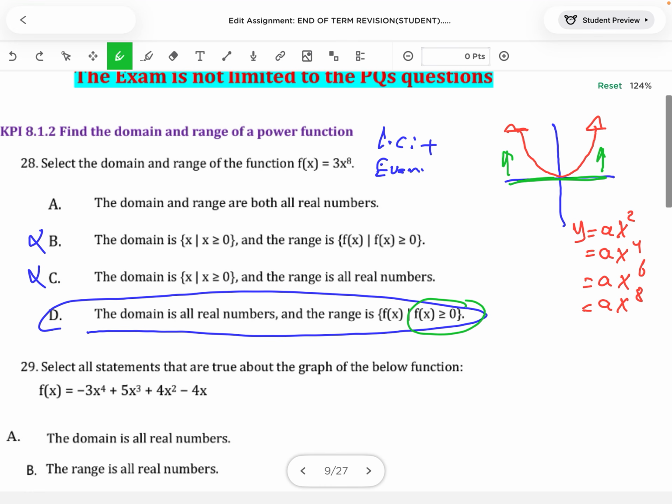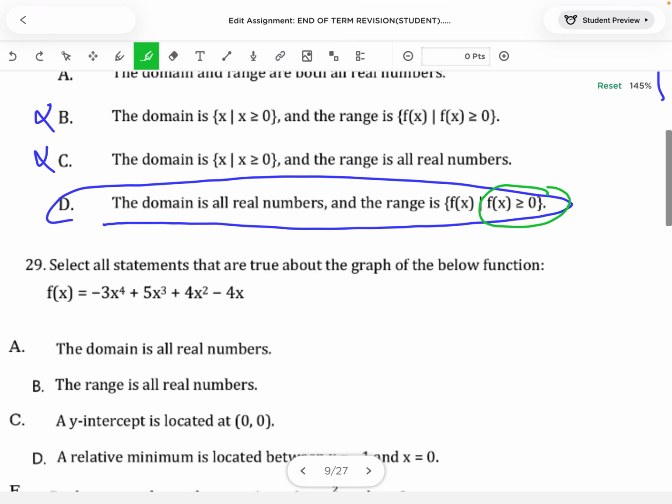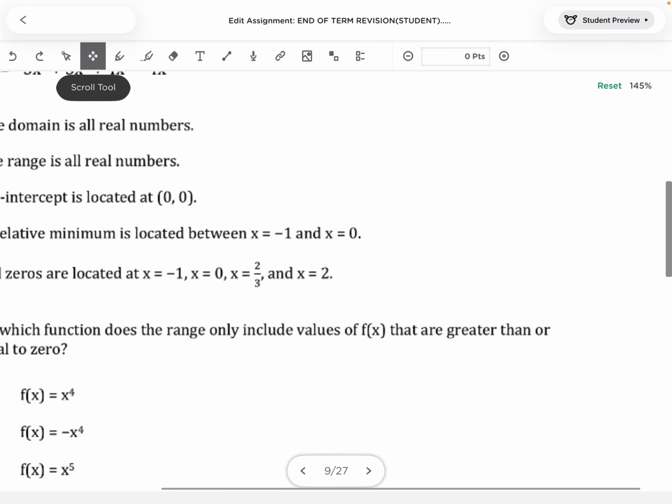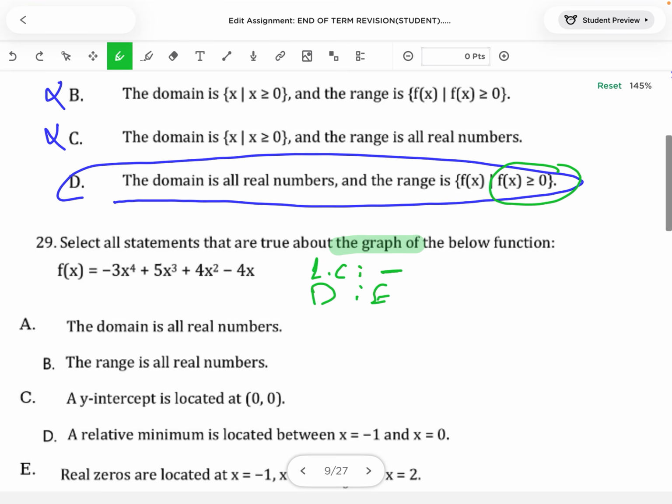Now the next question is the same idea. Once you see a question like this, select all statements true about the graph, so we are talking about the graph. I have to remember these things here. What do we have? Leading coefficient is negative and degree is even. So negative and even, both will be going down. Either the graph will be like this or like an M.